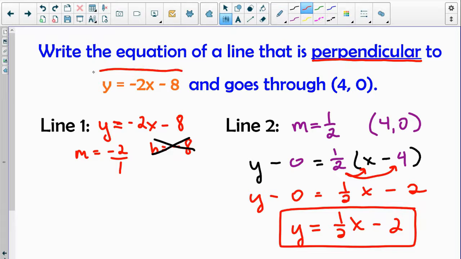So if I were to graph these two equations that I put a box around, I would get lines that are perpendicular because they meet at a 90-degree angle, and the ordered pair 4, 0 would be on that second line.